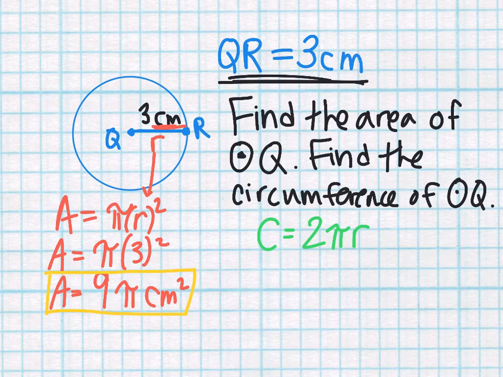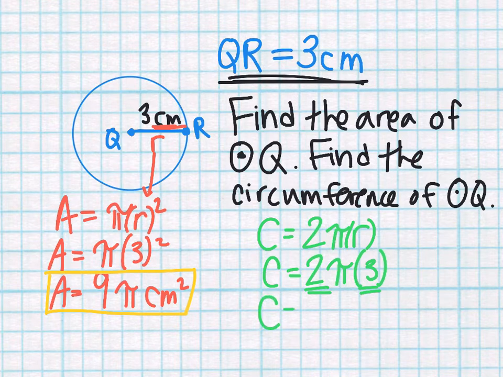Okay, let's do circumference. Again, you can put parentheses around your variable r. Circumference is equal to 2 times pi times 3. So to solve this, I'm going to be multiplying 2 times 3. 2 times 3 is 6. So I have 6 pi, and then I'm done.